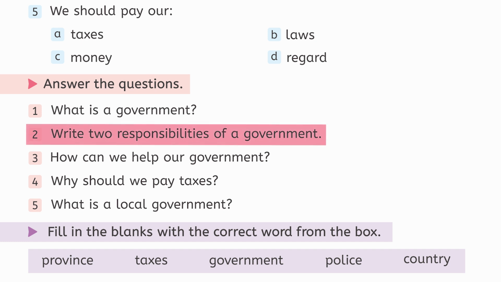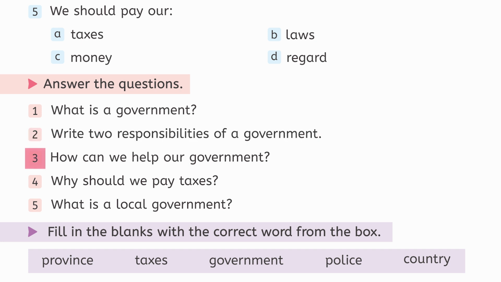So the answer is, a government enforces the law through police. A government provides medical facilities and establishes welfare departments. And next we have, how can we help our government?